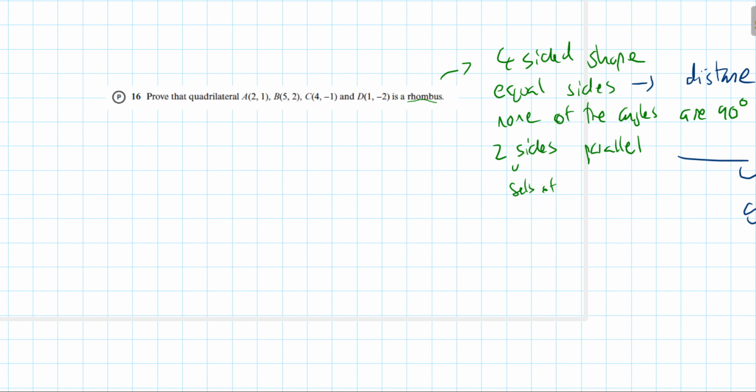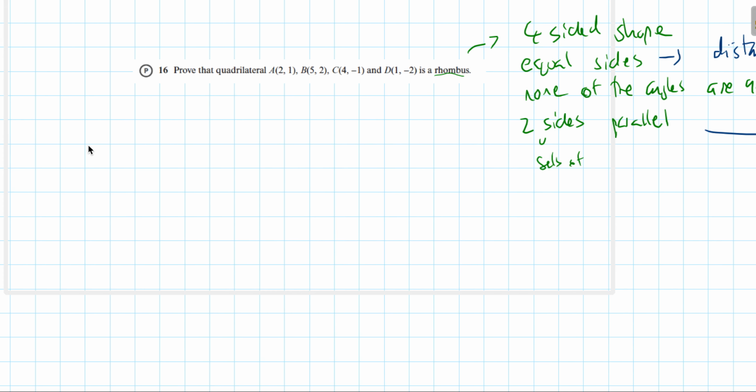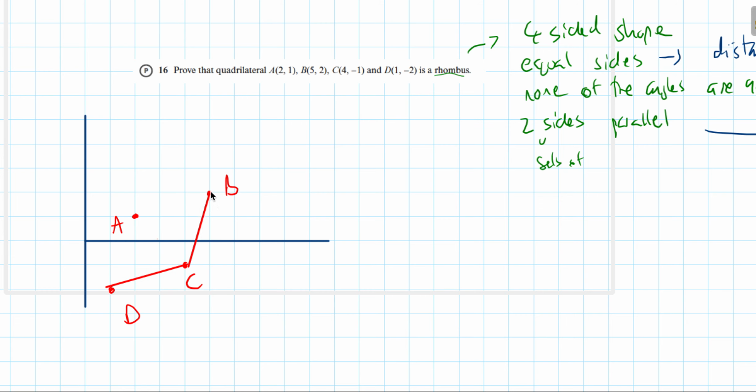So first of all, a good thing to do is to draw out your situation. So if we plot the points, it's 2 and 1 for A, 5 and 2 for B, 4 and minus 1 for C, and 1 and minus 2 for D. So this is the shape that you end up with. Again, in the exam, you might not want to spend time doing this, but it's useful to do when you're solving these problems. So the first thing we want to do is find the distance between the sides.